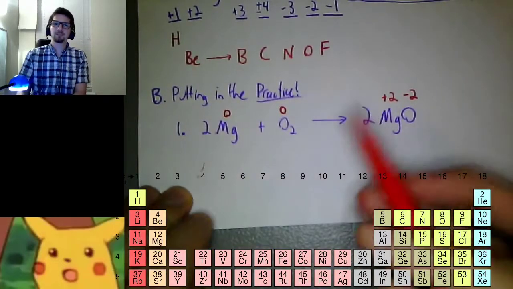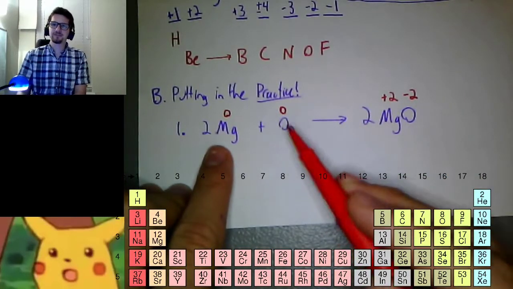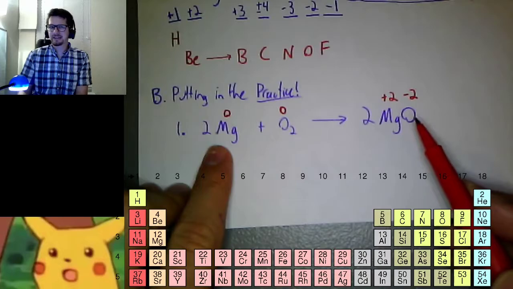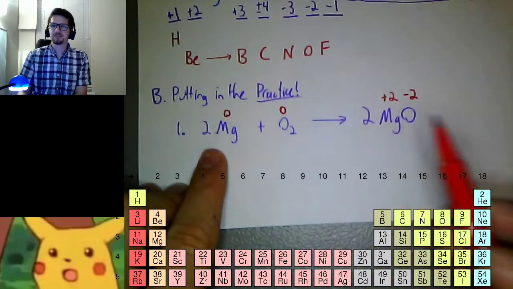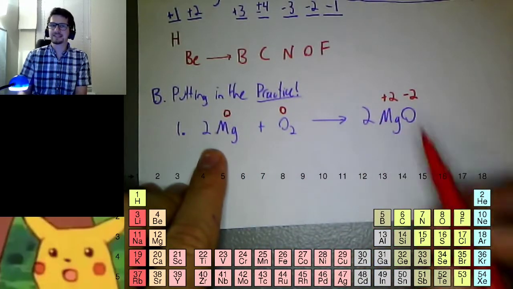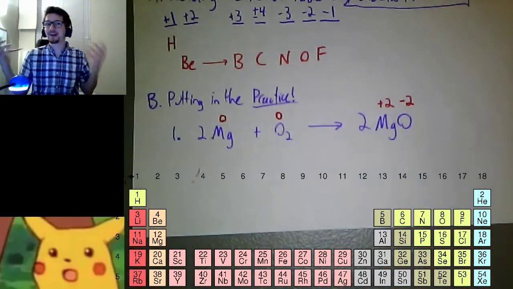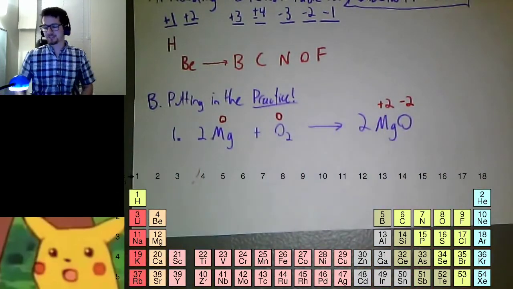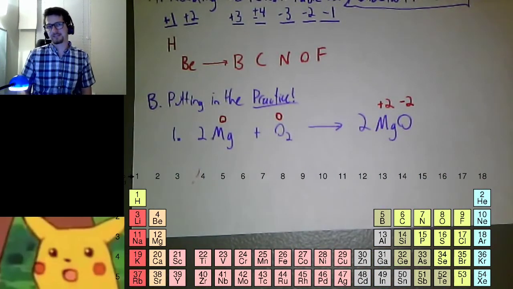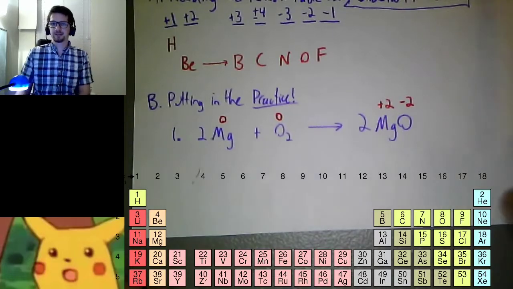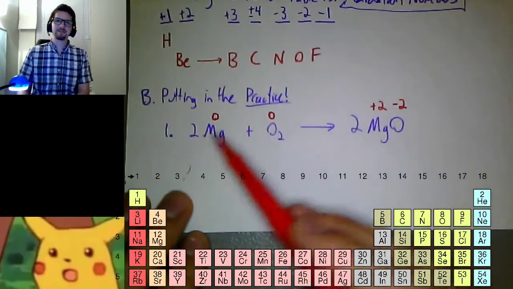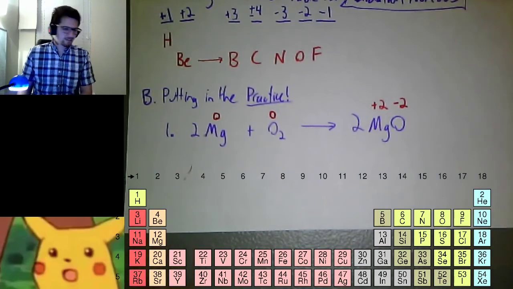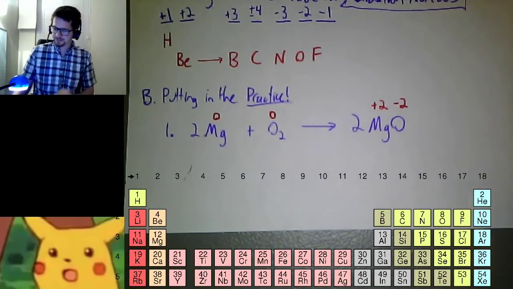So which one got more positive from 0? Oxygen went from 0 to -2. That got more negative. Magnesium went from 0 to positive 2. That got more positive. So my magnesium underwent oxidation. My oxygen went under reduction. That's where these numbers are coming from. But right now we're mainly going to focus on how do we label these silly little equations.